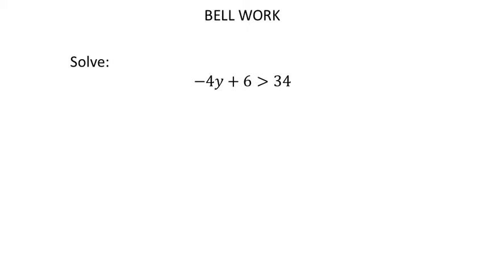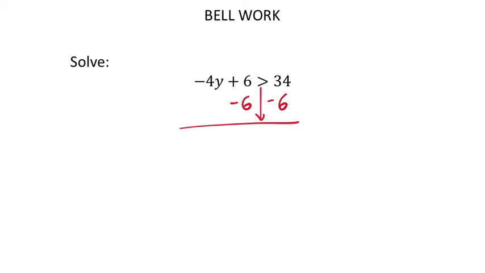All right, for this bell work, we're going to solve it just like we have been doing in the past, especially last time when we were doing these two-steppers. So we should require only two principles of equality to solve this. I'm going to bring the inequality down just because I know I'm going to be using the subtraction principle of equality to zero out this plus 6. So that's 6 minus 6, which is going to be 0 just as we planned.